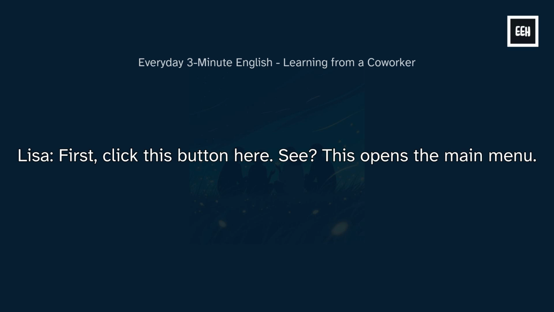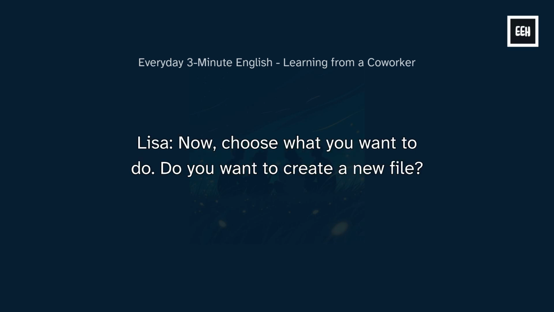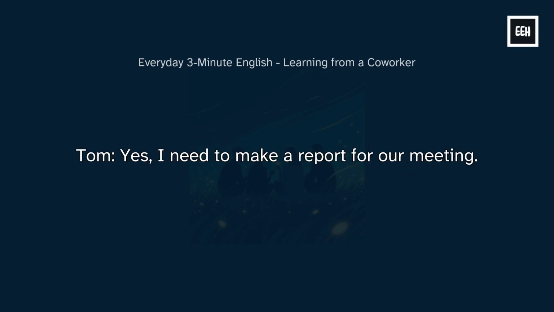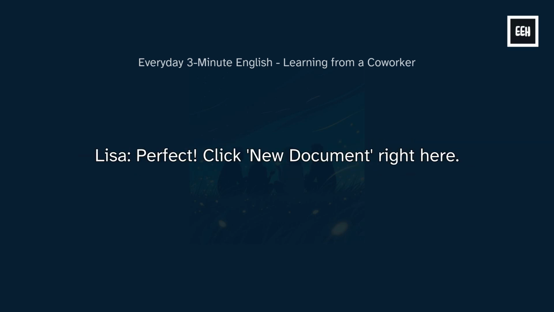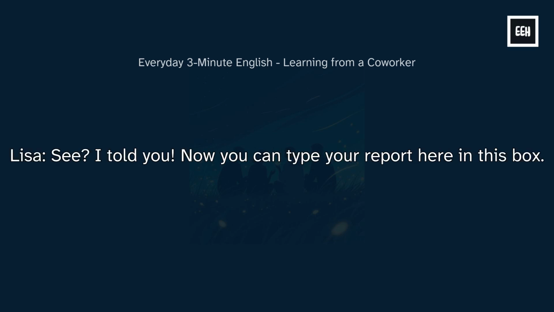First, click this button here. See, this opens the main menu. Okay, I see it. And then what? Now choose what you want to do. Do you want to create a new file? Yes, I need to make a report for our meeting. Perfect. Click New Document right here. Got it. Wow, this is easier than I thought. See, I told you. Now you can type your report here in this box.